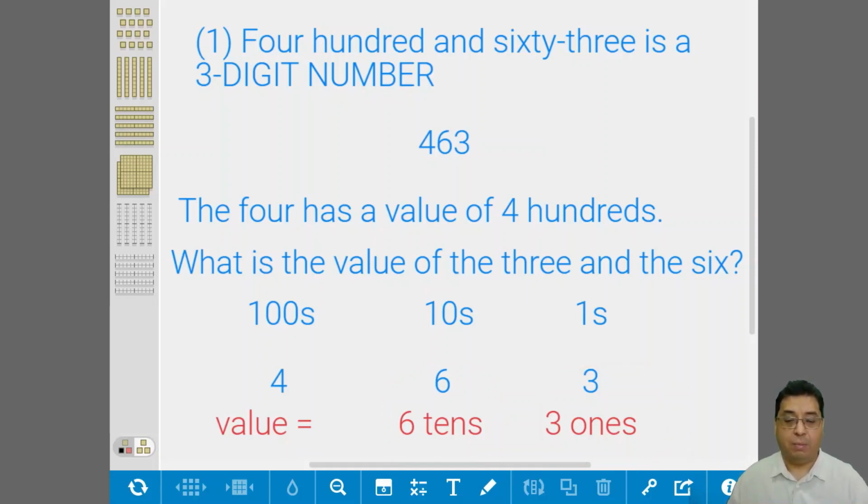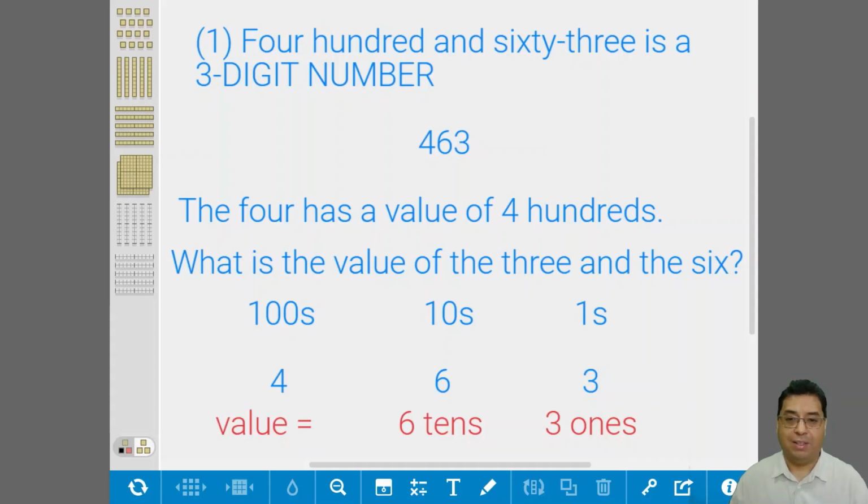Okay? So make sure you read it carefully each time. And a lot of my videos are like this. I like to kind of mix things up. I like to practice reading comprehension by putting this in. So please make sure you're reading it carefully. And when we say value, make sure you say 6 tens or 3 ones or 4 hundreds, depending on what we're asking for.